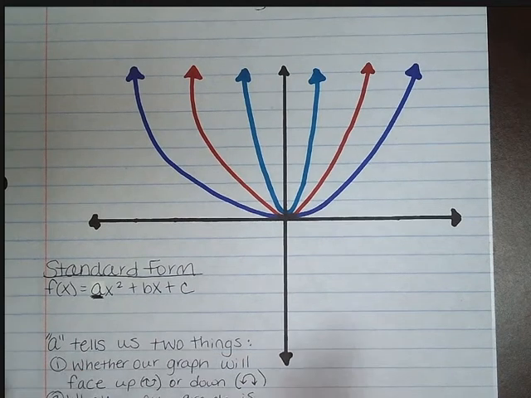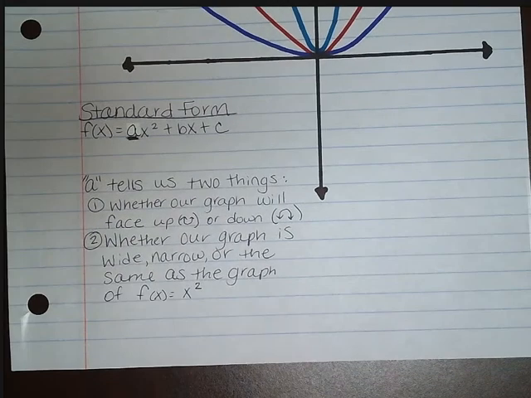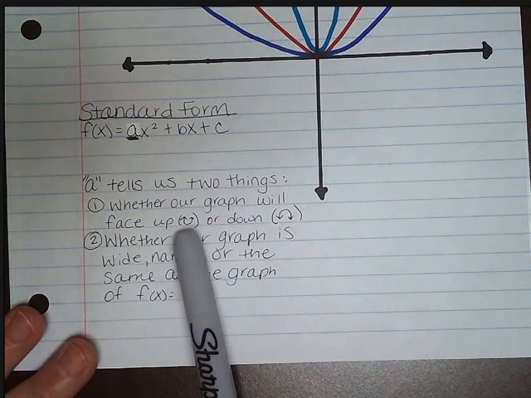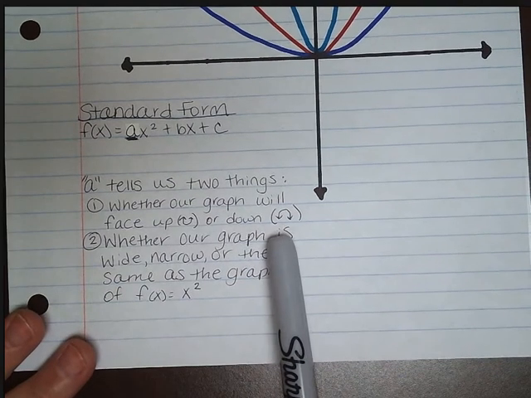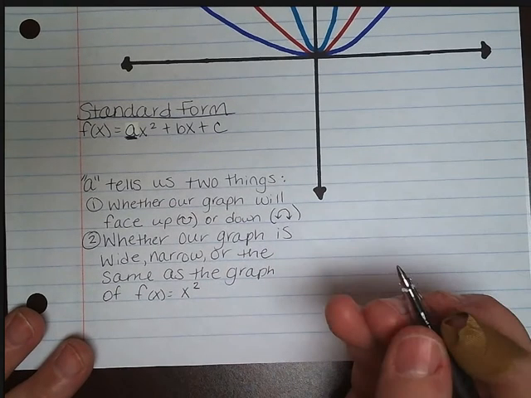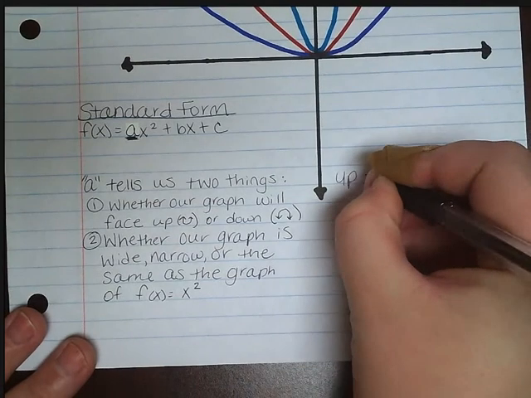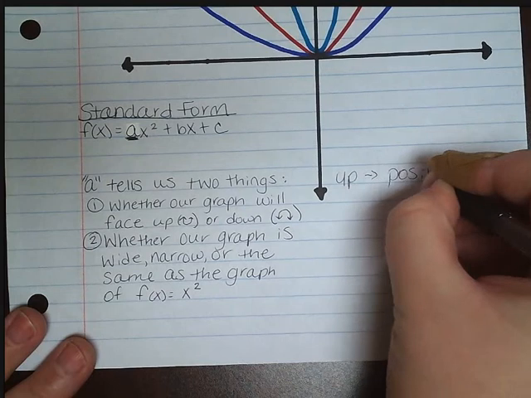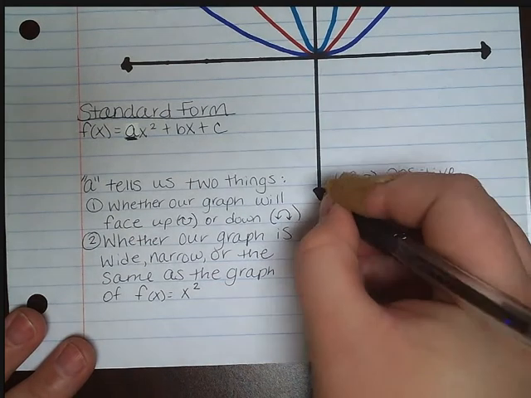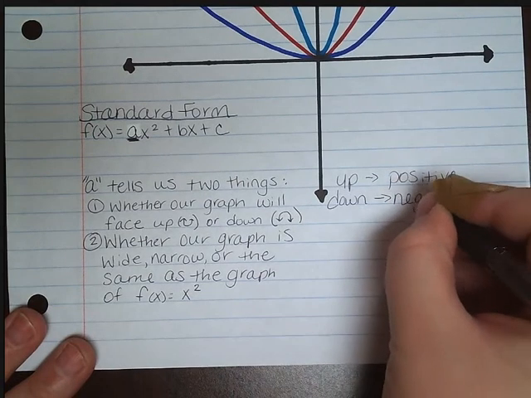Okay? So A, that coefficient in front of x squared, tells us 2 things. The first thing it tells us is whether our graph is going to face up like this shape or if it's going to face down like this shape. We know that it's going to face up if A is positive. We know it's going to face down if A is negative.